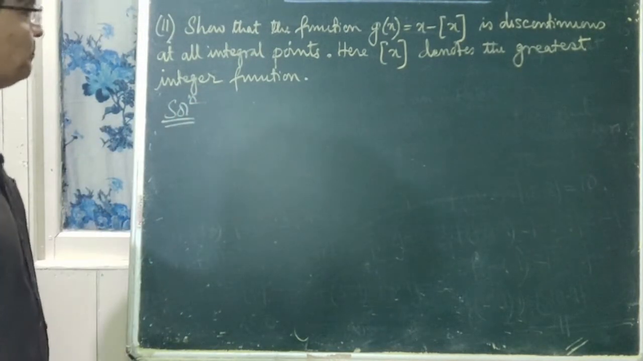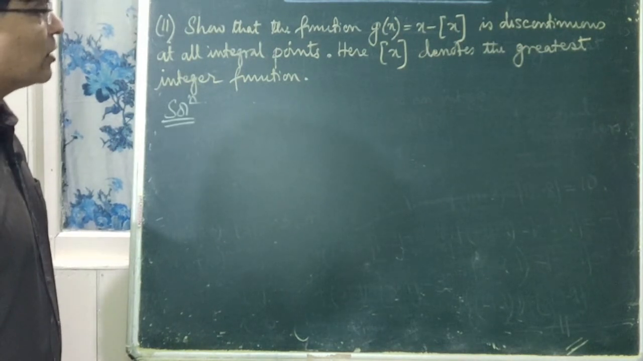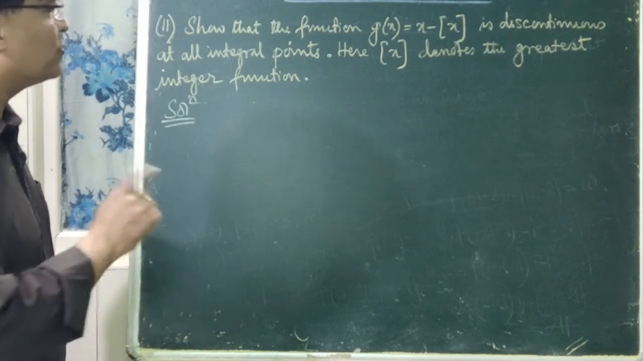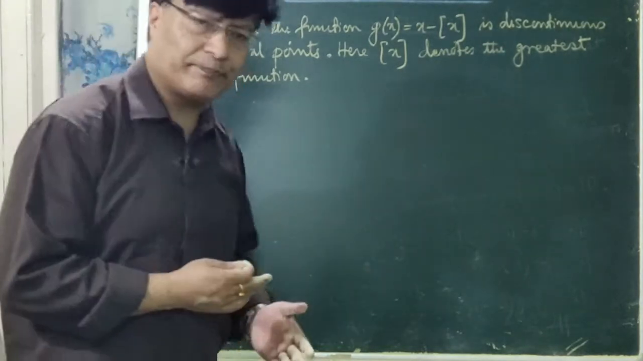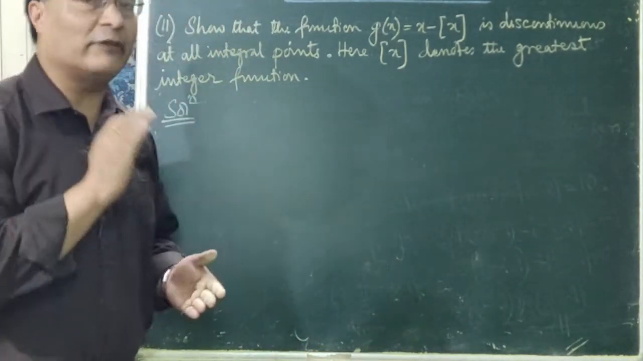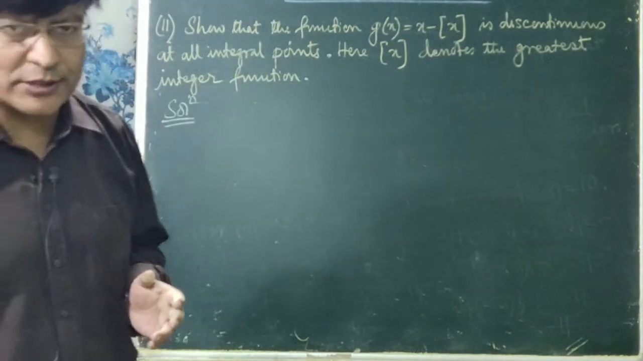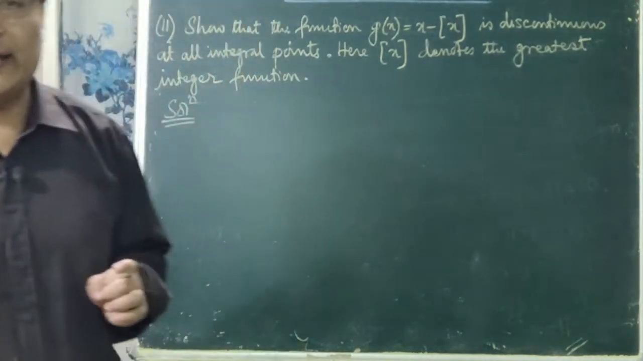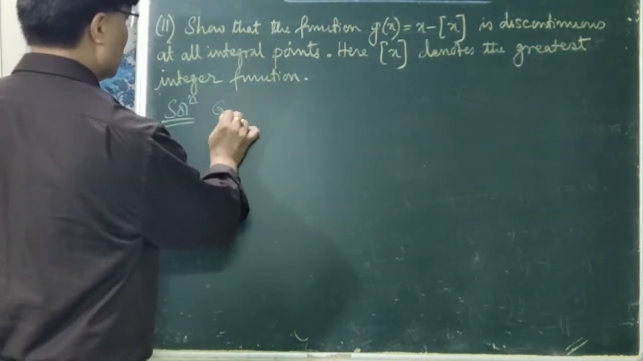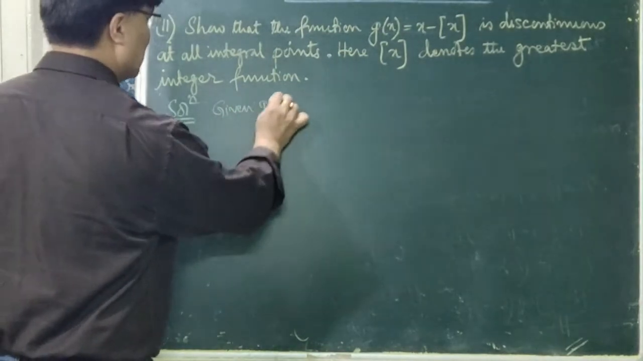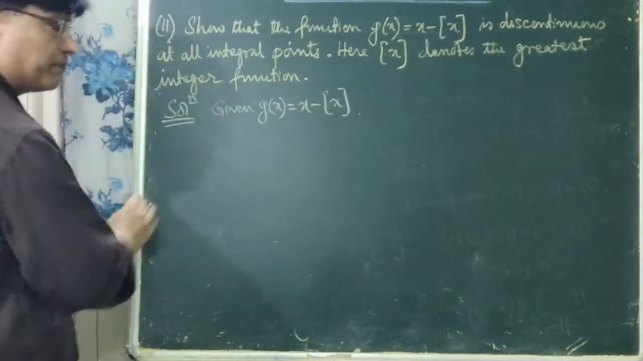You have to show that the function g of x is equal to x minus within third bracket x is discontinuous for all integral values of x, where within third bracket x denotes the greatest integer function. Here given is g of x is equal to x minus within third bracket x.